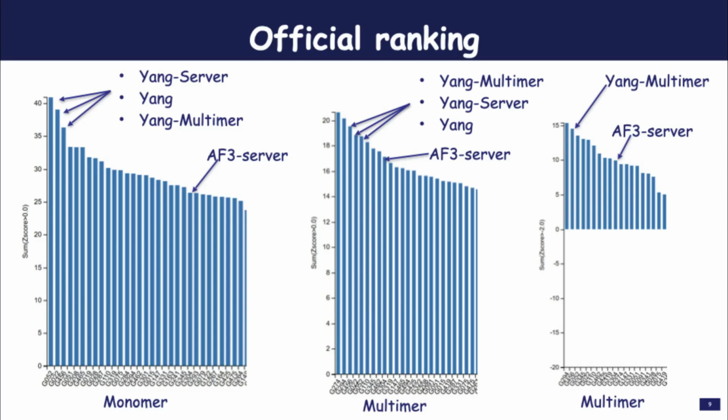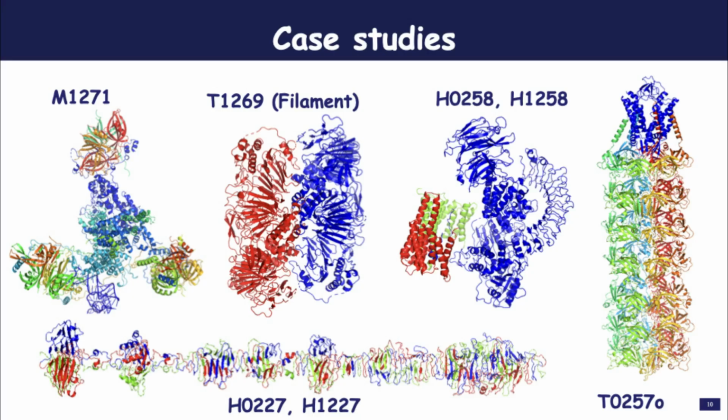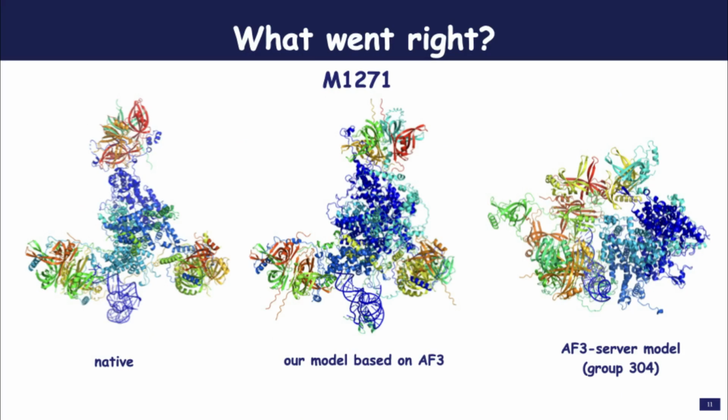So I will go through some examples to show what we did, how we optimized the sequence. Here we have 5 examples, and they are all multimers. I will go to the first one. This is a very large target. It is a protein-RNA complex.